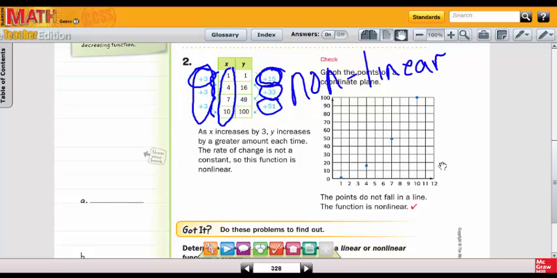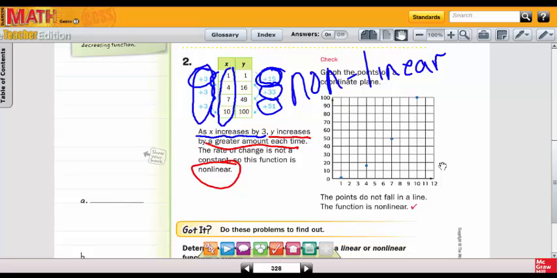It also shows us that another way to look at this is we could graph this. So our conclusion would be as x increases by 3, y increases by a greater amount each time. Therefore, it is nonlinear. And another way to look at this is to put it in a graph. And remember, you could create a table in a graphing calculator, and if you'd like help with that, I'd be happy to.